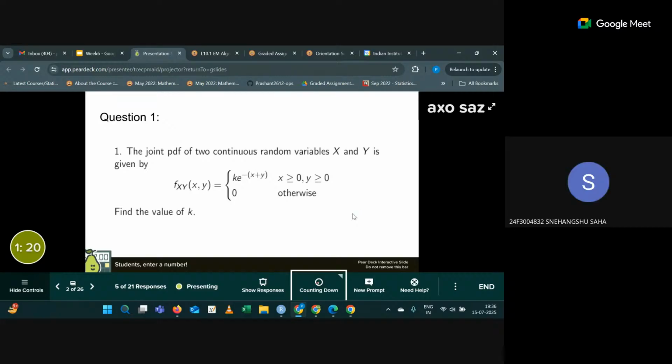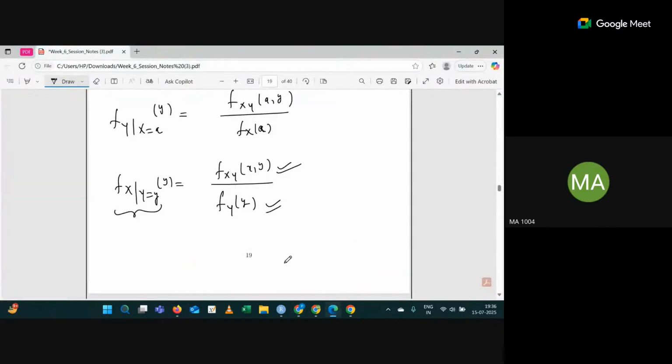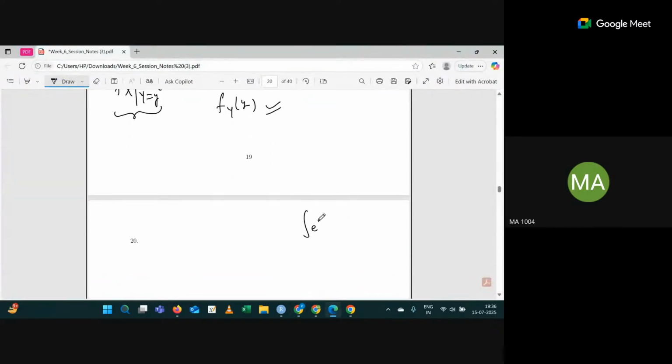Sir, what is the integration of e to the power minus x dx? If you want to integrate, you'll do the integration of e raised power ax dx. So this will be e raised power ax divided by a. Now you have to decide what is the a and all.